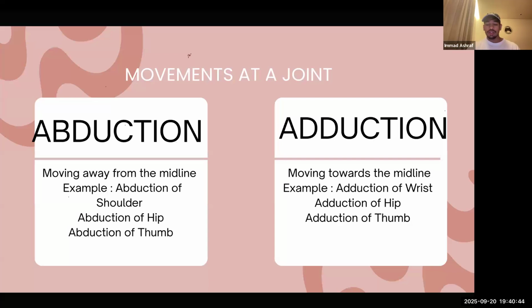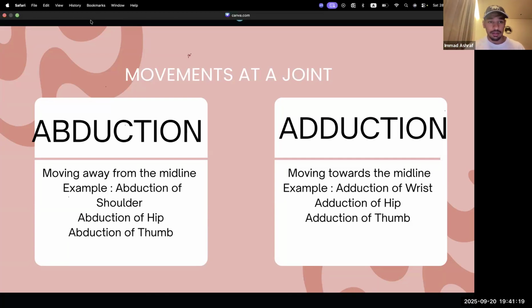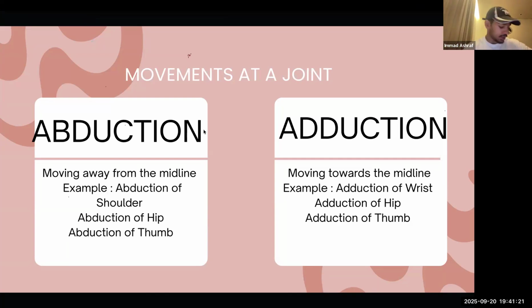Again, the thumb, right? Look, this is my thumb, and if I move it like this, you see this? Now I'm moving it towards the midline, because this is the anatomical position of the thumb. I'm adducting my thumb. Or if this is my wrist in anatomical position, and I do this, I'm moving my wrist towards the midline, so I'm adducting my wrist. If I do this, I'm moving my wrist away from the midline, so I'm abducting my wrist. Is this clear?